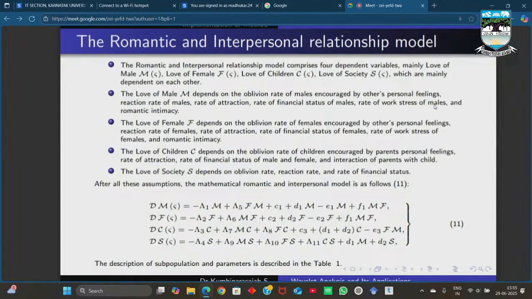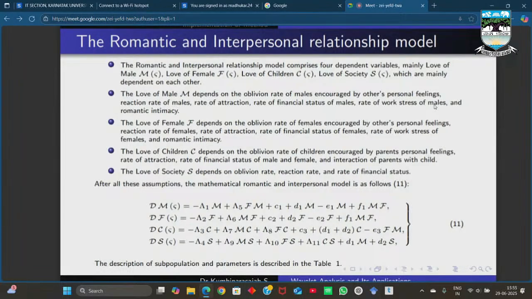Here, this romantic and interpersonal relationship model comprises 4 dependent variables. Here I am not considering the population. I am considering the love of male, love of female, love of children, and love of society. The love of male depends on the obligation rate of the male encouraged by others, the work stress, and the financial status of the male, and similarly for female and children.